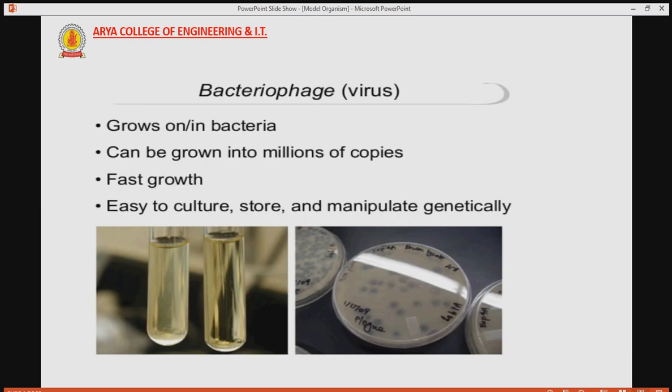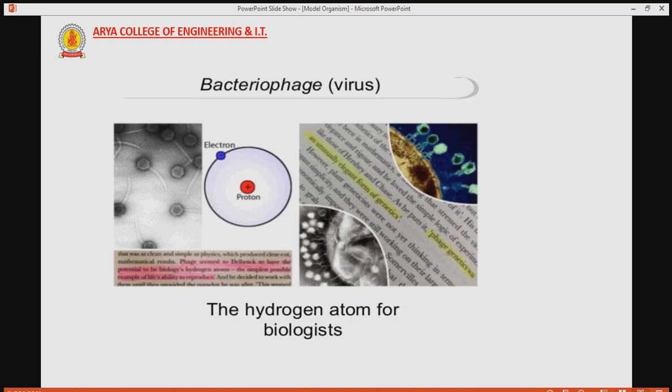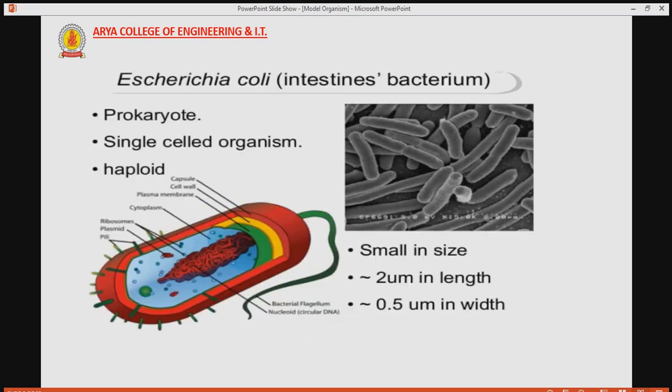So let's start with bacteriophage. What is this? It is a virus which can easily grow in or on bacteria. That's why it is called bacteriophage. It can be grown in millions of copies. Its growth is fast. It is easy to culture, store and manipulate genetically. Biologists say it is the hydrogen atom of biology.